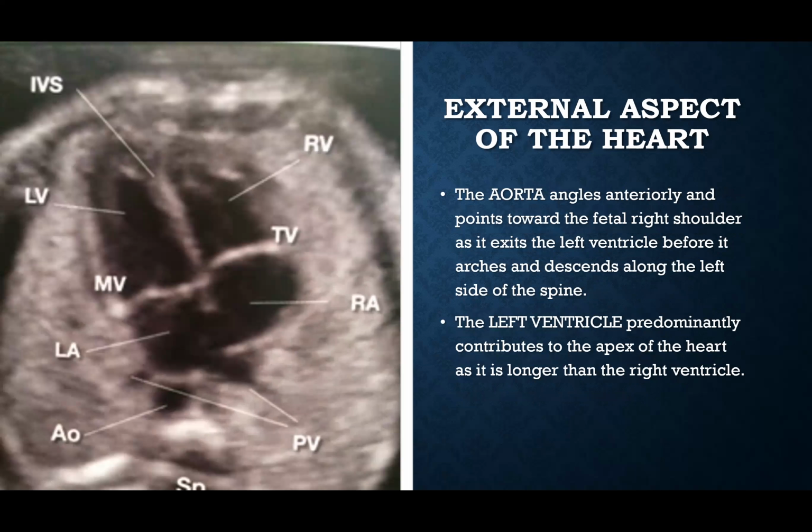The aorta angles anteriorly and points towards the fetal right shoulder as it exits the left ventricle. As we scan through the heart, we're going to see the aorta come off the left ventricle here. The left ventricle really does contribute mostly to the apex of the heart because it just appears longer.